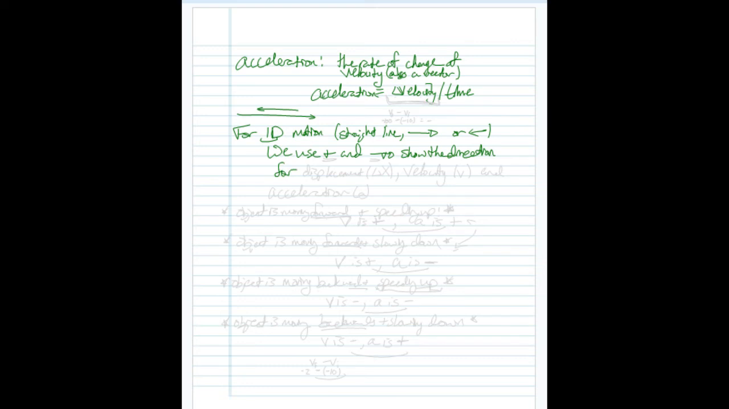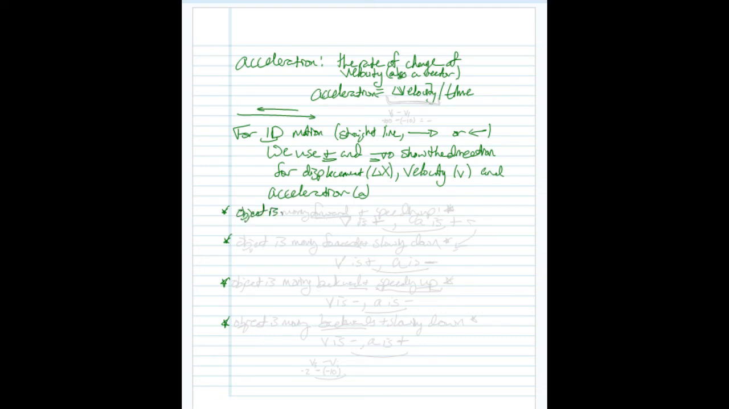For our vectors of displacement, which we typically use delta x to represent, velocity, which we're going to use the v to represent, and acceleration, which we're going to use a to represent. Most of the time, positive is going to mean forward and negative is going to mean backwards. There are 4 scenarios that I want to talk briefly about before I conclude this little video.